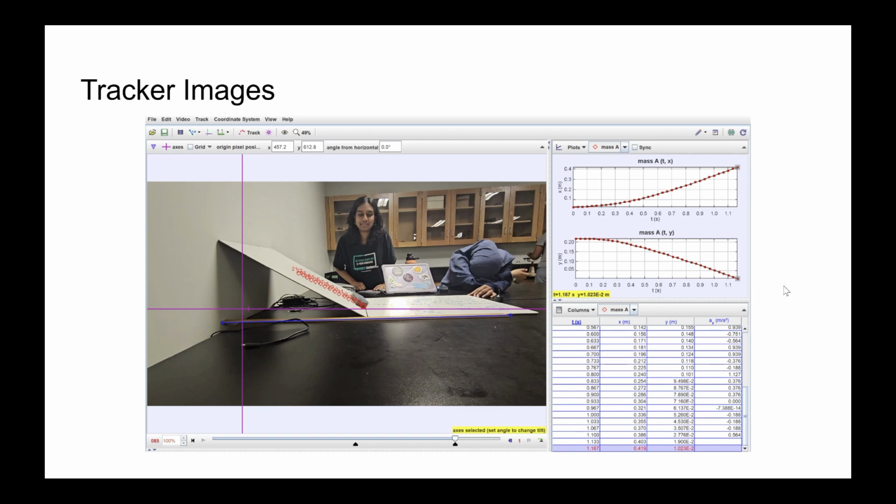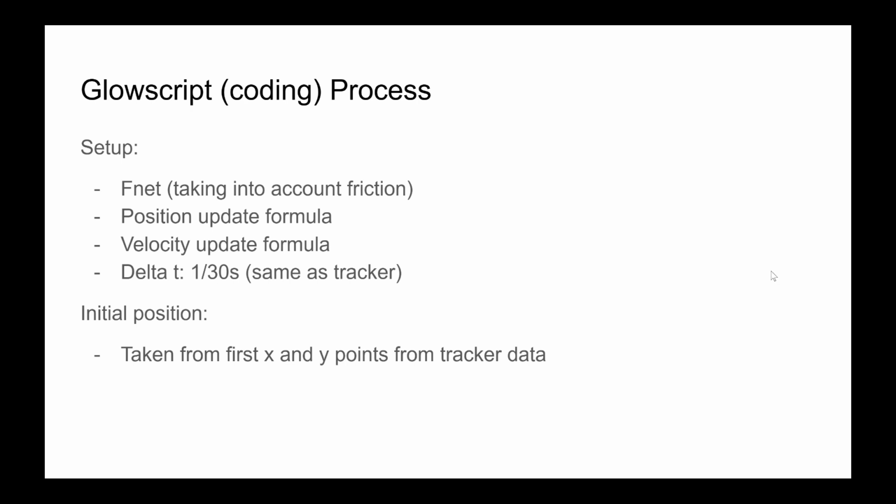And so for the coding process, I used the FNet formula, and I took into account friction, and I used the position update formula, velocity update formula, and delta t was the same as the tracker, 1/30th of a second. The initial position was taken from the first x and y points from the tracker data. So this is what the code looked like.